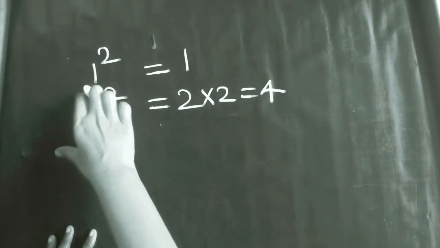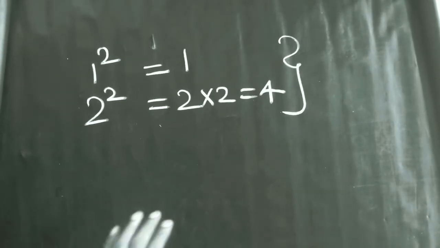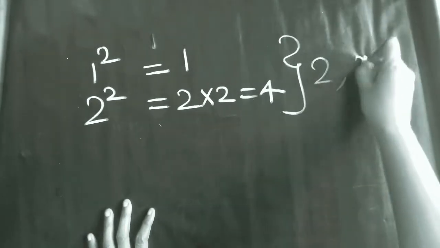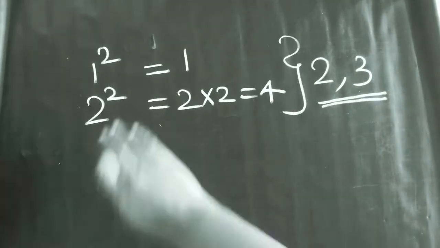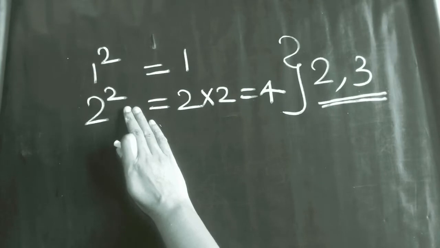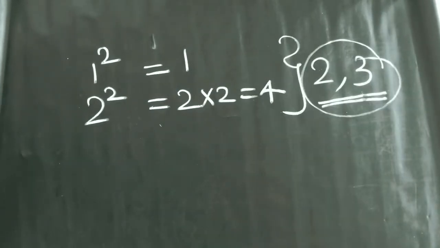So between these square numbers, we have 2, 3. So 2 non-square numbers. So between 1 squared and 2 squared, there are 2 non-square numbers.